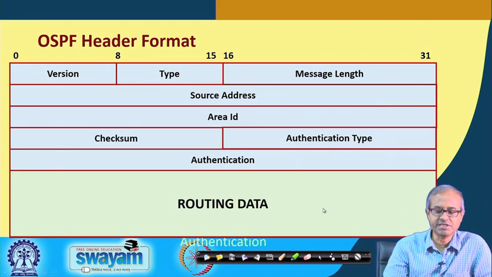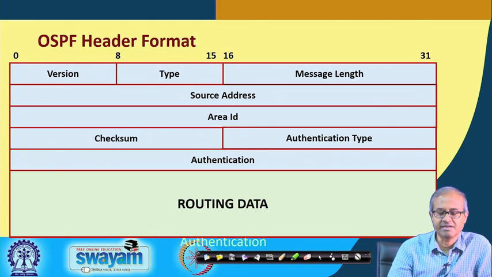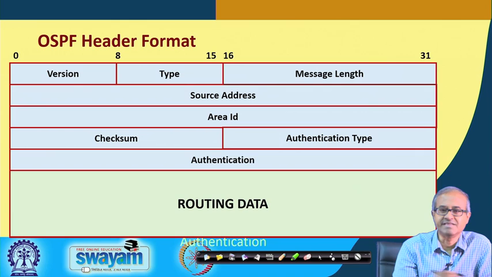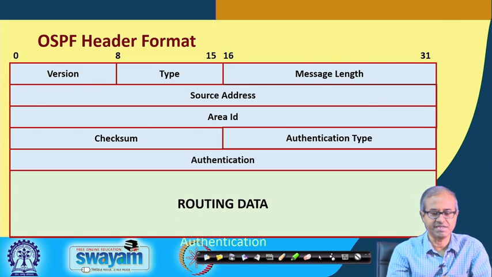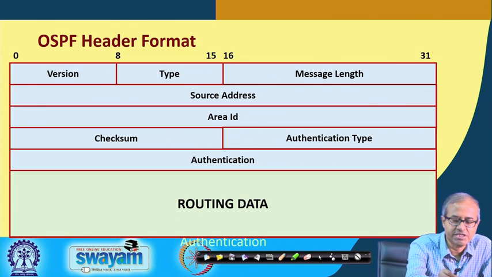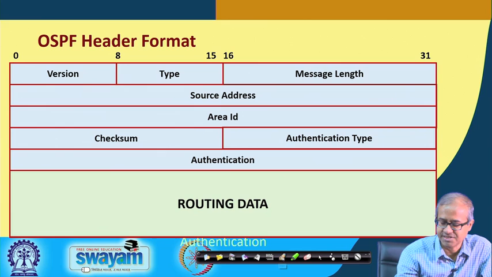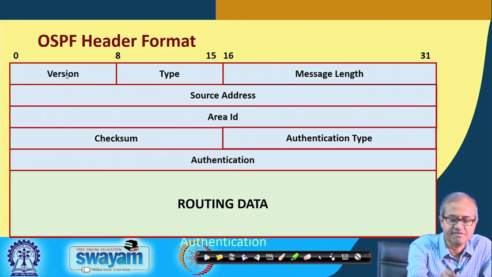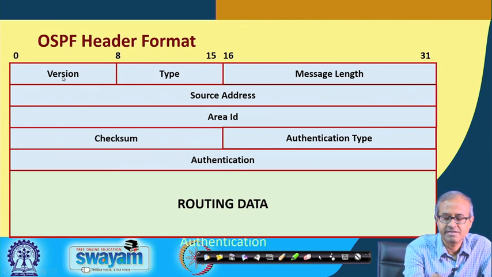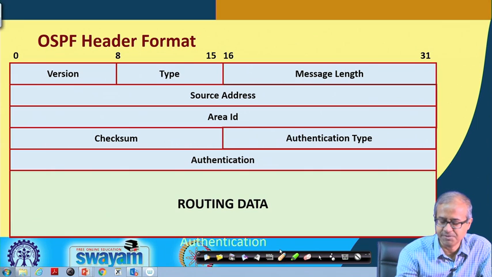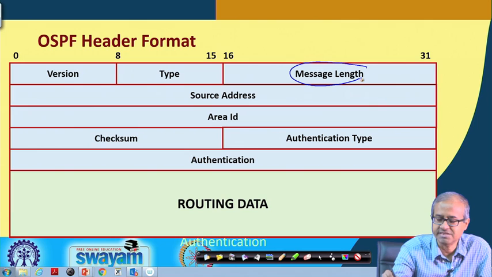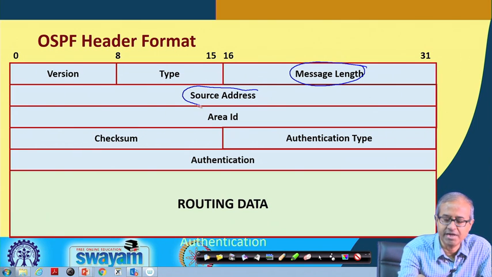This shows the OSPF header format. What are the fields in the header? Well, I am not going into too much detail. There is an OSPF version number, as you can see. The first 8 bits contain the version number. The second 8 bits contain the type of the packet, what kind of OSPF message it is carrying. The length of the message is 16 bits. Source address, from where it is coming.